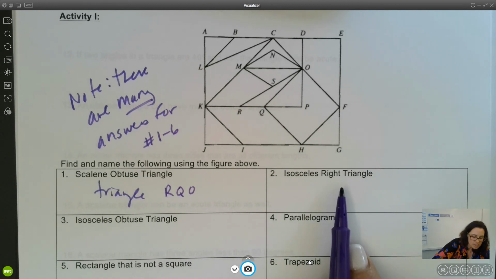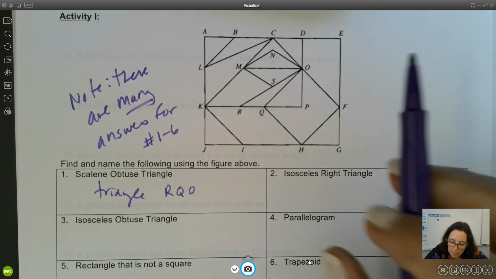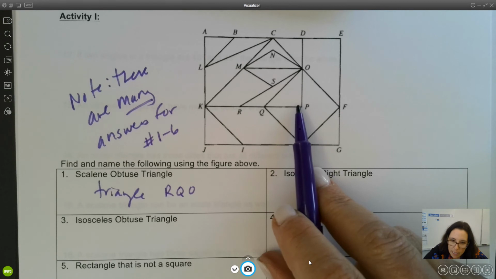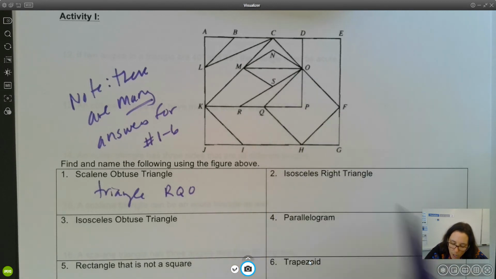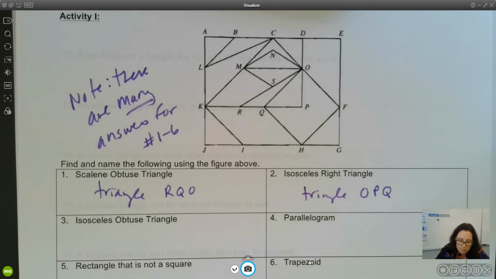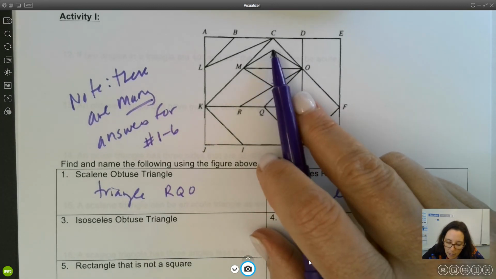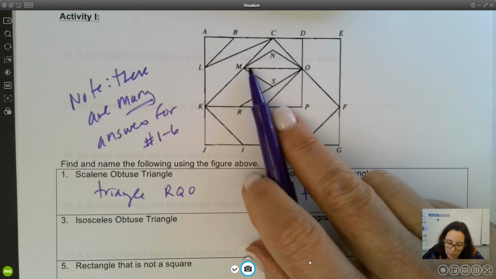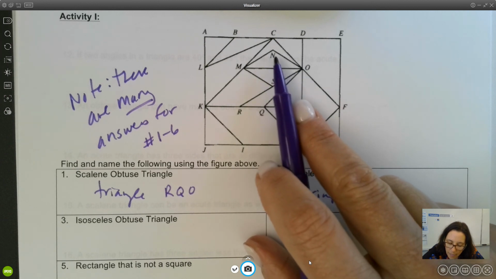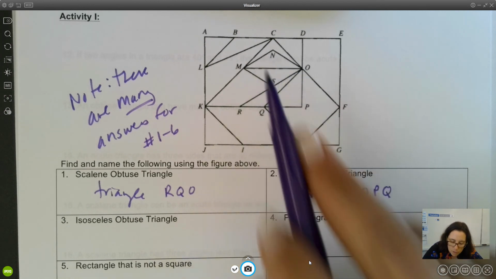Isosceles right. Looks like OP and PQ are the same, and it looks like this is a right angle. So OPQ is one. Triangle OPQ. Isosceles obtuse triangle. How about this guy up here? MNO. Isosceles meaning this and this are equal, and N is obtuse. That angle N is obtuse.